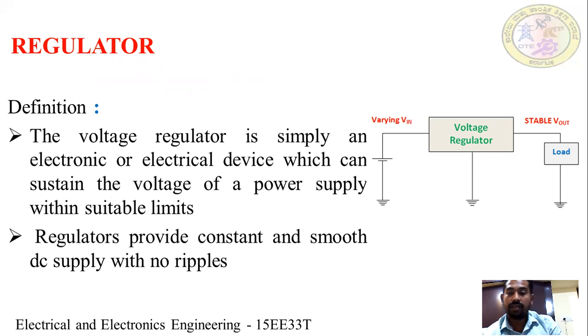This is the regulator circuit. For this circuit, we are going to have a varying input, that is Vin, and this is the regulator circuit, and we are going to get a stable output. Here we are giving a varying input and we are getting a stable output for the load through the voltage regulator.